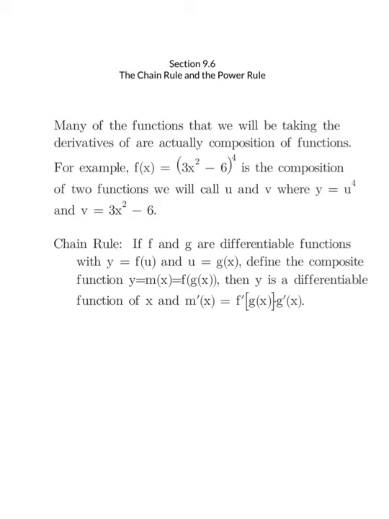The formal wording for the chain rule says if f and g are differentiable functions, remember differentiable means has a derivative, with y equaling f of u and u equaling g of x, then define the composite function y equals m of x to equal f of g of x. Then y is a differentiable function of x, and m prime, the derivative, will be f prime of g of x times g prime of x.